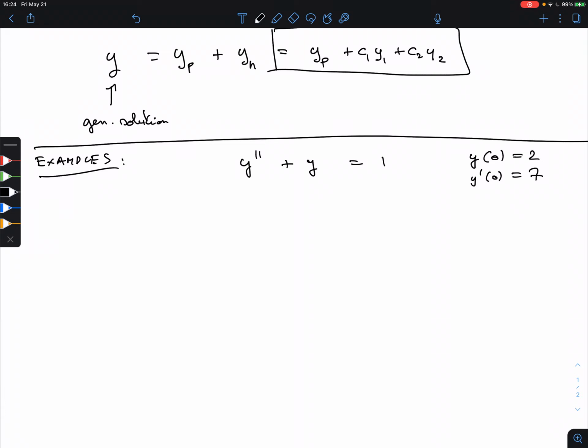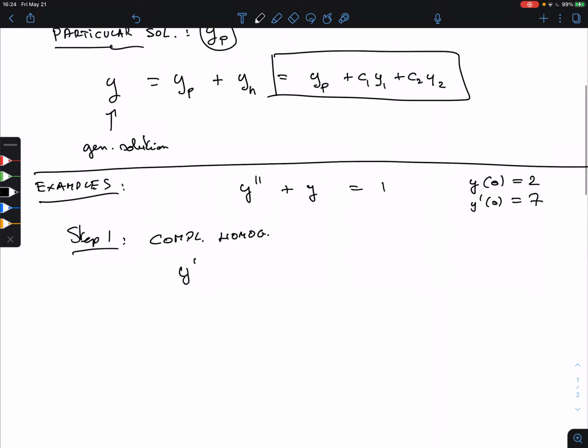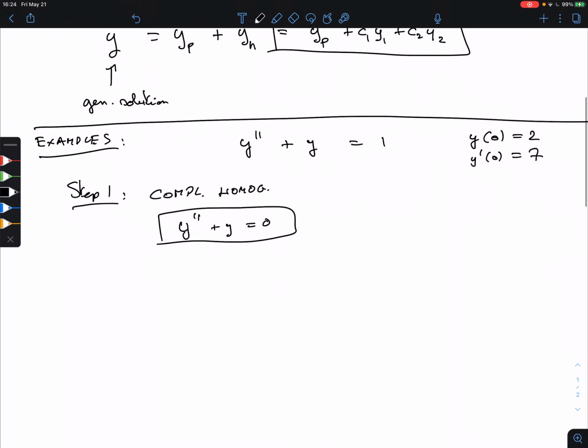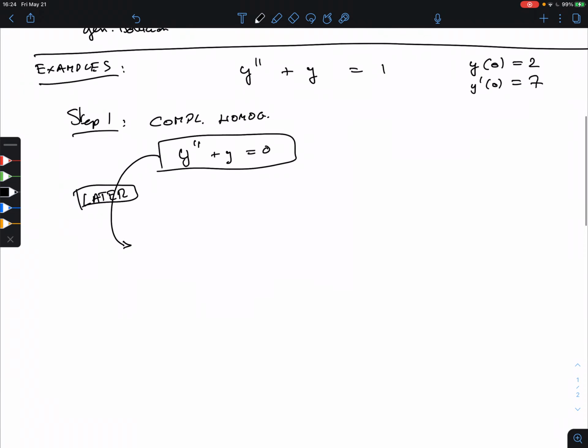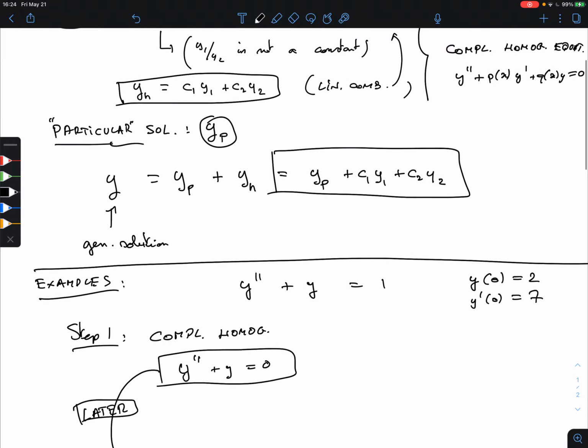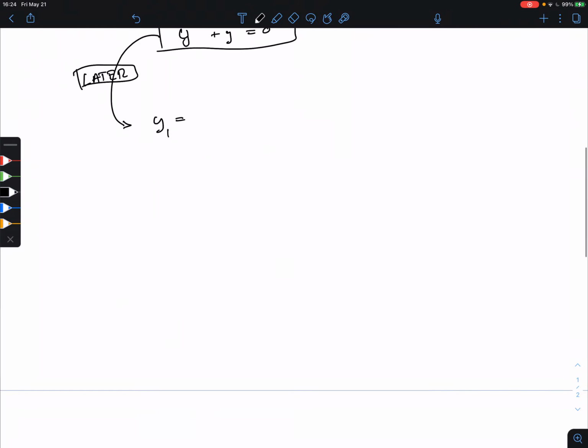So step 1 is the complementary homogeneous equation, and that will be y double prime plus y equals 0. Now, we haven't really discussed how to solve this, so for now it's a black box, something that we don't know yet, but later we'll see that this particular one has two solutions, sine of x and cosine of x.